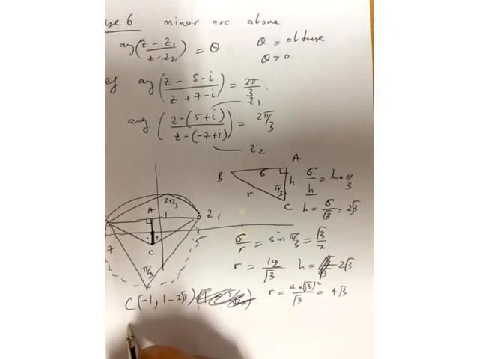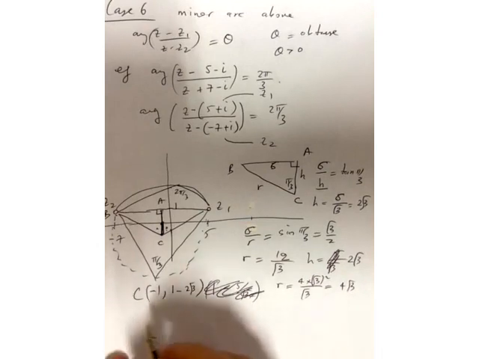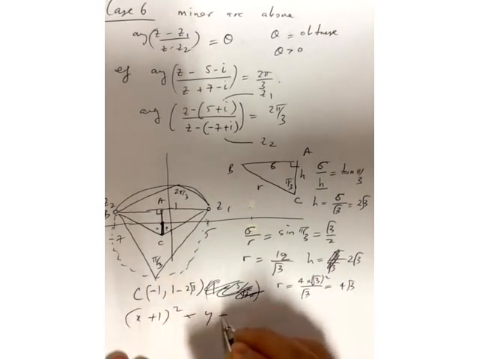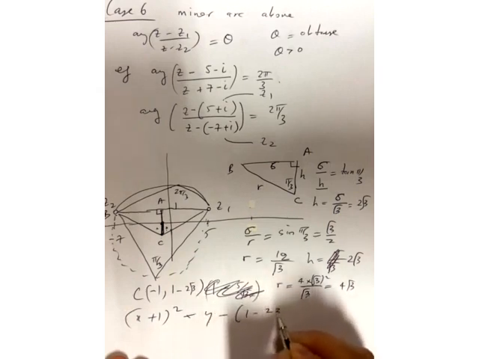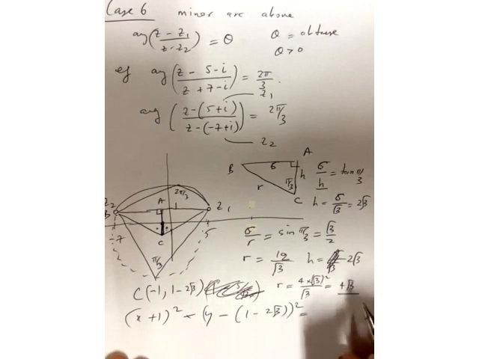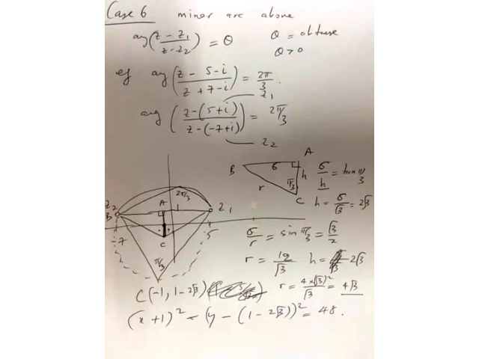So the Cartesian equation you have there is basically x plus 1 squared plus y minus 1 minus 2 root 3 squared is equal to that squared, which is 16 times 3, which is 48. That's basically the Cartesian equation of the locus of this minor arc that is above the interval, and that's where I'll stop.